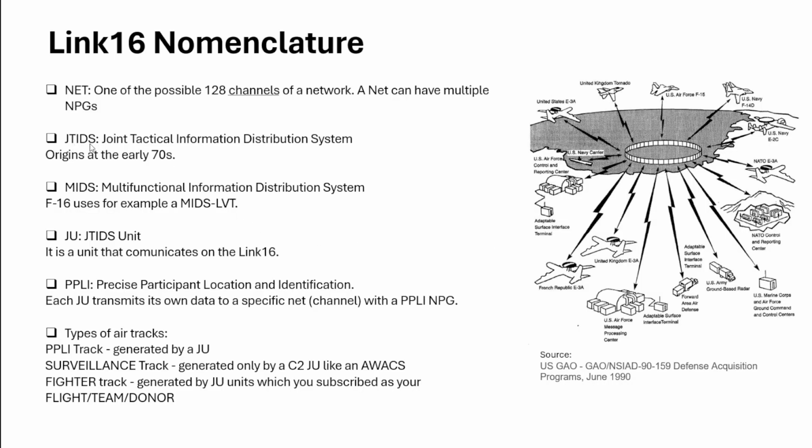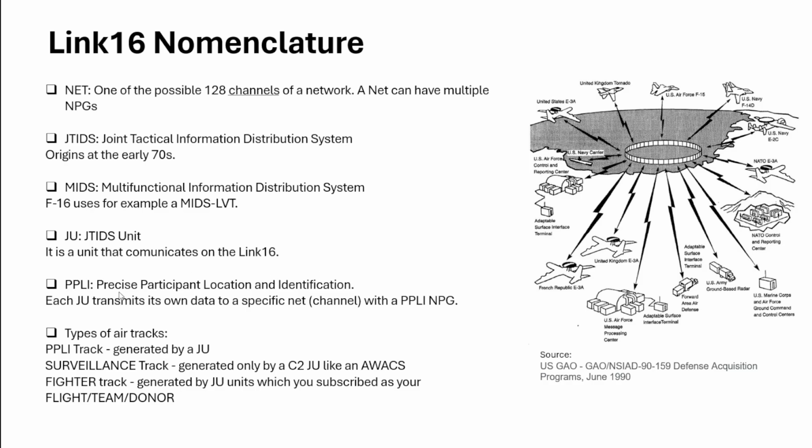JTIDS is the Joint Tactical Information Distribution System, which is the early Link 16 idea from the 70s. There is a very nice video on the BMS forum that I shared from the United States Air Force explaining it. MIDS is equipment that most European aircraft have, and your F-16 has it. It's also called MIDS LVT, low volume terminal. A JU is a JTIDS unit. It's everything that connects to Link 16. That means that all these aircraft here, these air bases, these US Marine Corps units, whatever, they are JUs.